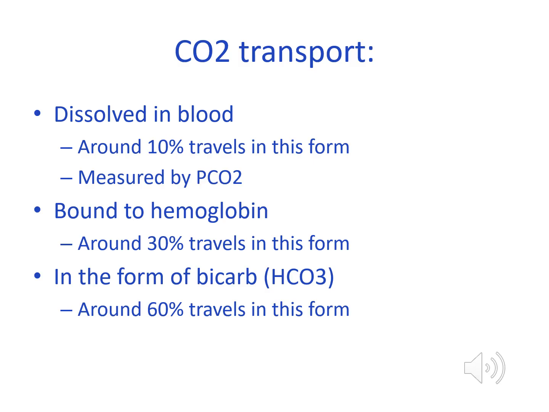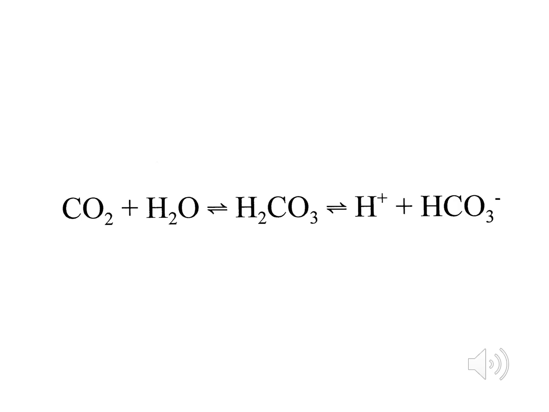Once the carbon dioxide gets to the lungs, the hemoglobin releases it, and then it can be exhaled. Then the hemoglobin will turn around and pick up oxygen. Okay, the majority of the carbon dioxide in the blood, though, is going to travel in the form of bicarb. About 60% of the carbon dioxide actually travels in the form of bicarb. Now, there is an equation that kind of summarizes how this process works, and here it is.